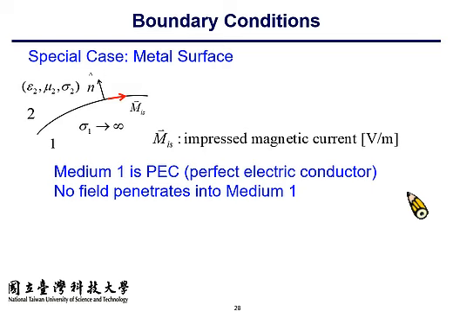Next, we will examine a special case, which is commonly seen when it comes to wave propagation. That is, if one of the materials is a metal or a perfect electrical conductor, usually abbreviated as PEC. Assuming that medium 1 is PEC, what happens to the boundary condition? So we are looking at the boundary condition at metal surfaces.